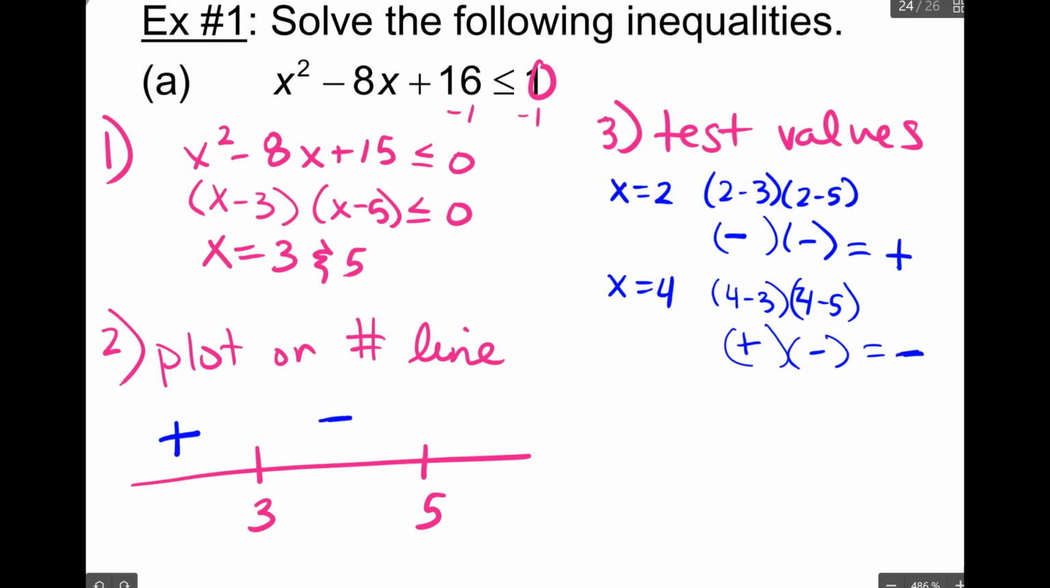Awesome. And then let's test a number that's bigger than 5. So x equals 6. So 6 minus 3 times 6 minus 5 is positive times a positive. It says to be positive.